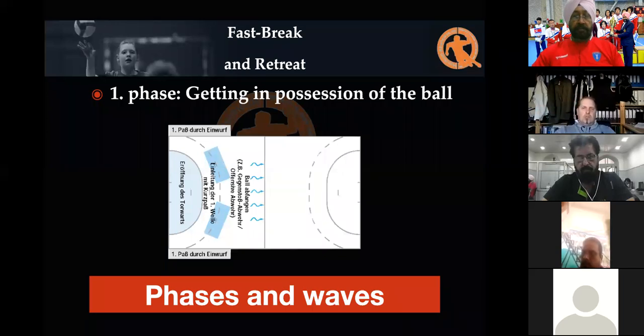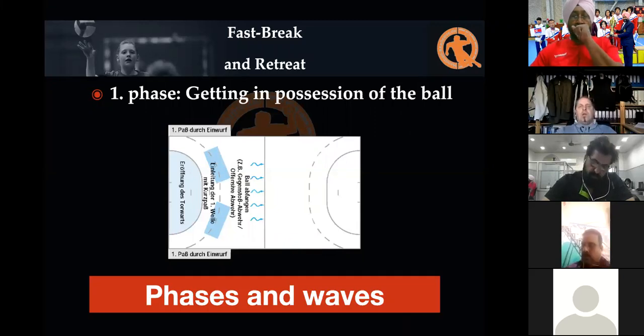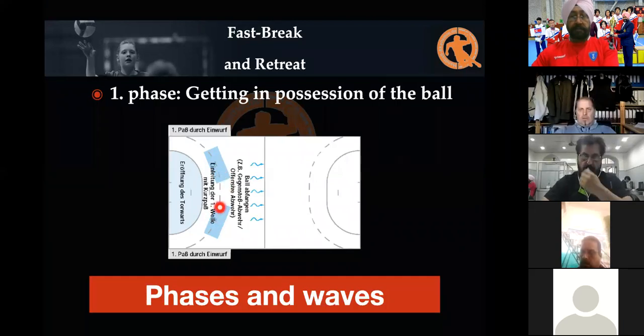On the other side, maybe attackers can make a mistake, maybe steps, maybe charging, maybe wrong screen or something like this. And then they have to drop the ball, release it, and the defense can take over the ball and immediately start the fast break from this position. So very often the change of ball possession appears in that area here.